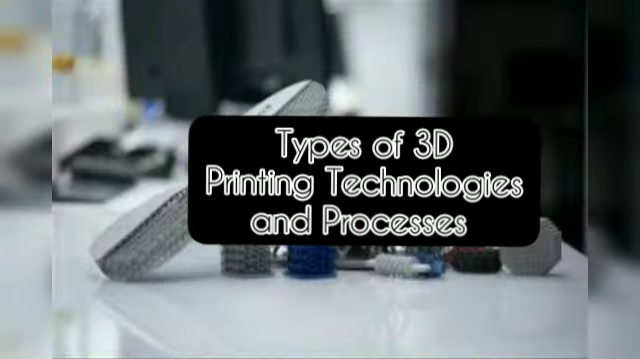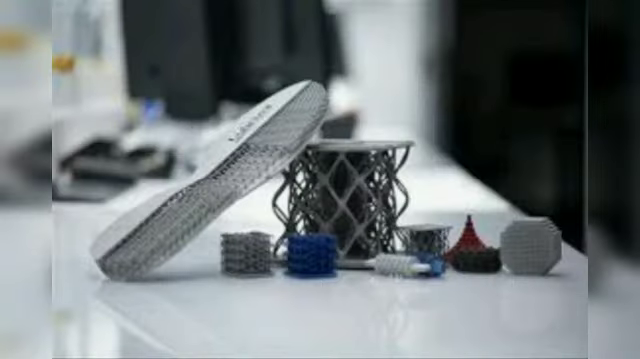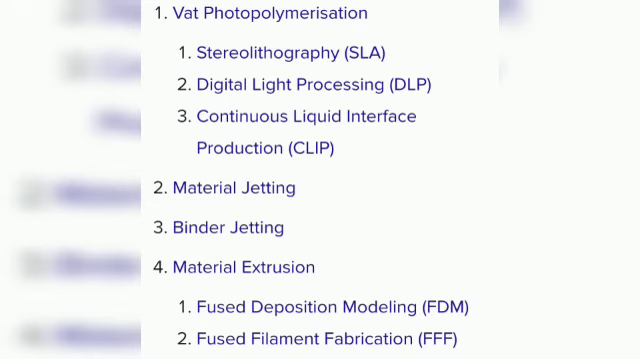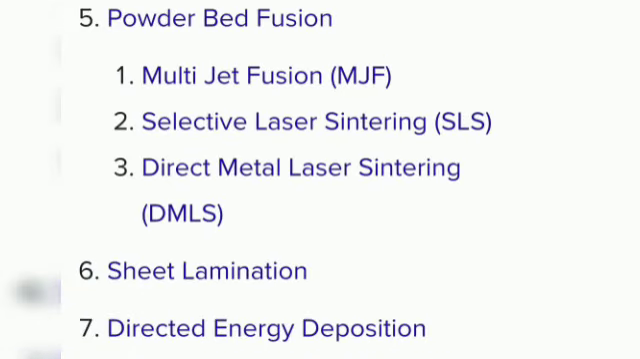Types of 3D printing technologies and processes. The American Society for Testing and Materials (ASTM) developed a set of standards that classify additive manufacturing processes into 7 categories. These are vat photopolymerization, material jetting, binder jetting, material extrusion, powder bed fusion, sheet lamination, and directed energy deposition.